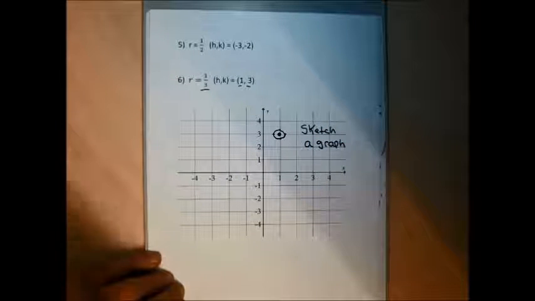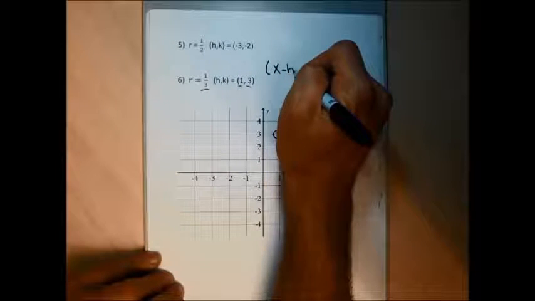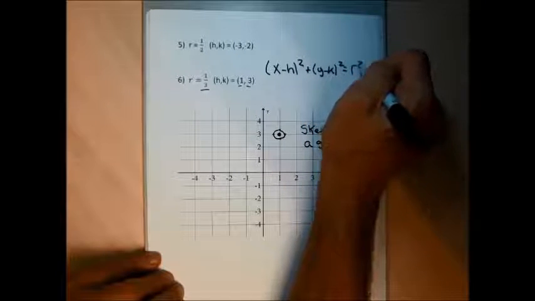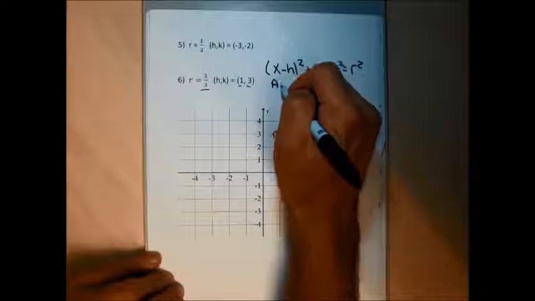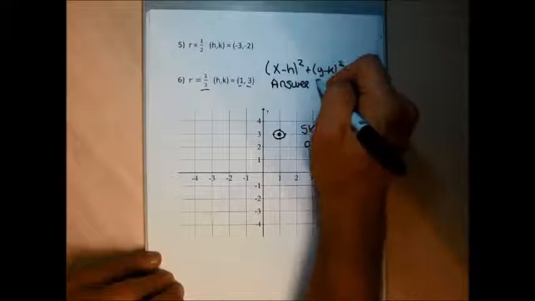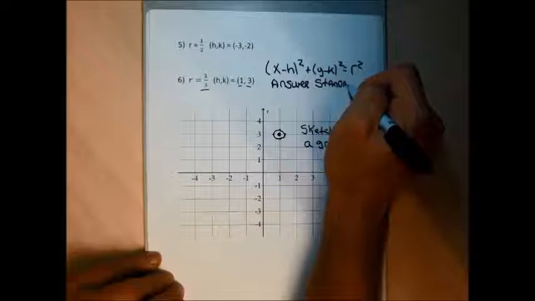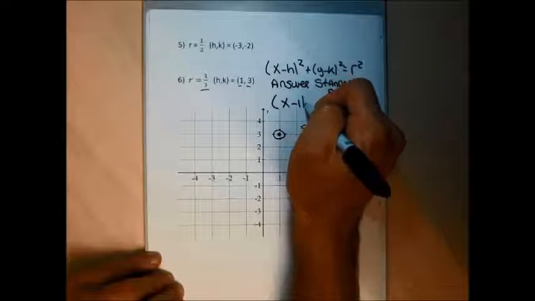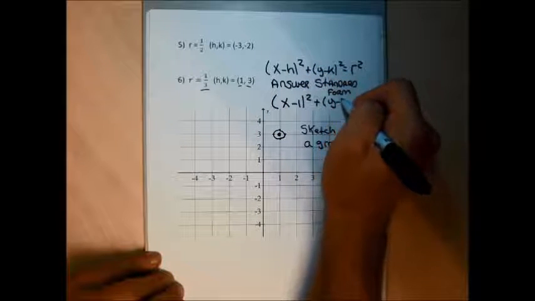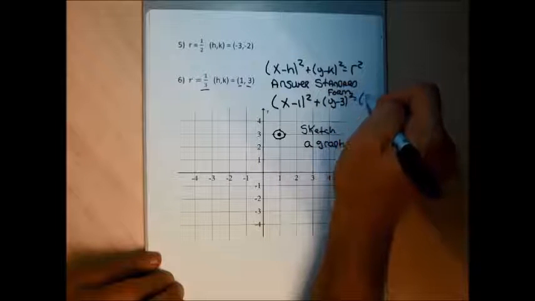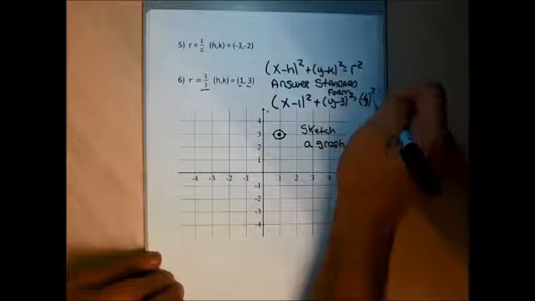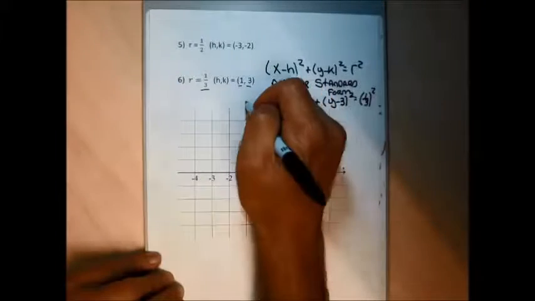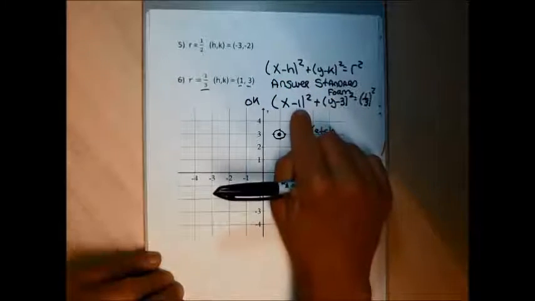And now when I go to find my equation, again, I'm using the standard form, (x - h)² + (y - k)² = r². An answer for the standard form that's not simplified, that's the other thing that's required, would be (x - 1)² + (y - 3)² = (1/3)². Because I'm squaring a fraction, I'll put it in a numerator or in a parentheses. And so this is okay. Then you can see the center is (1, 3).